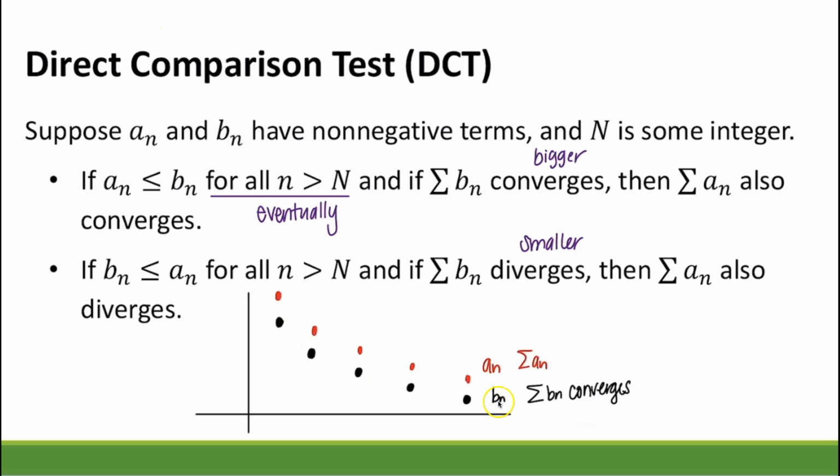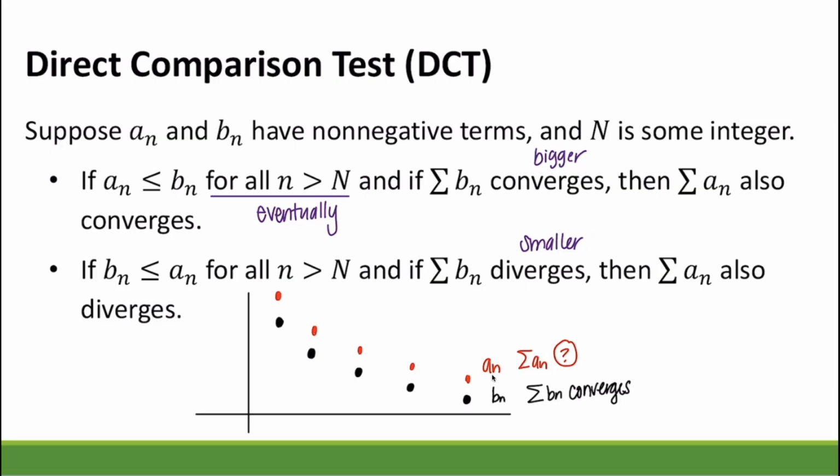So now let's say we have b sub n again, and b sub n converges, and then we have a sub n happens to be bigger than that. Well, the sum of a sub n could still converge, but it could also diverge. If I'm bigger than something that converges, I could still converge technically, but because I'm bigger, that could be too big and could go to infinity and could diverge. So that is not a helpful direction.